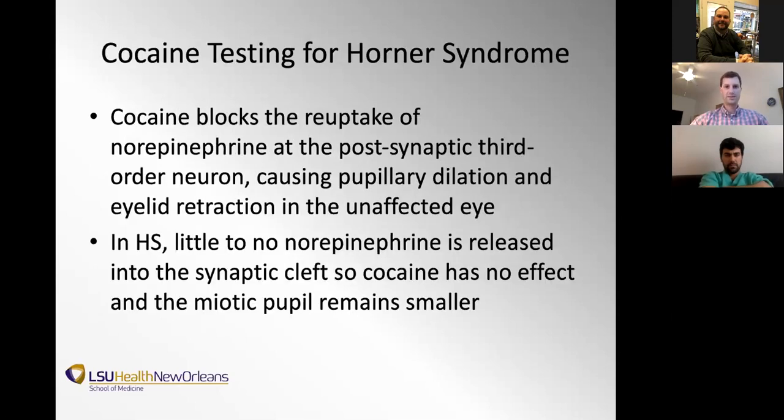So the first test for Horner syndrome that I'll talk about is the cocaine test. The mechanism of cocaine is that it blocks the reuptake of norepinephrine at the postsynaptic third order neuron. So by that, in a normal eye, it will cause pupil dilation and eyelid retraction. But in Horner syndrome, since the pathway is obstructed, you don't get normal norepinephrine release. So it doesn't so much matter that the uptake is blocked because you're not getting release in the first place. So cocaine ends up having no effect, and the miotic pupil actually remains smaller.